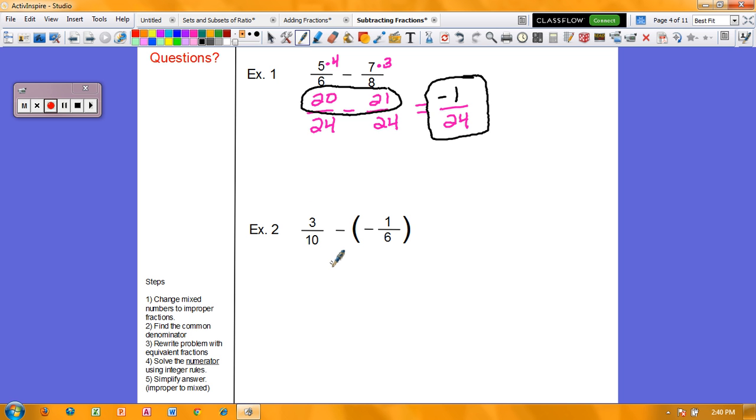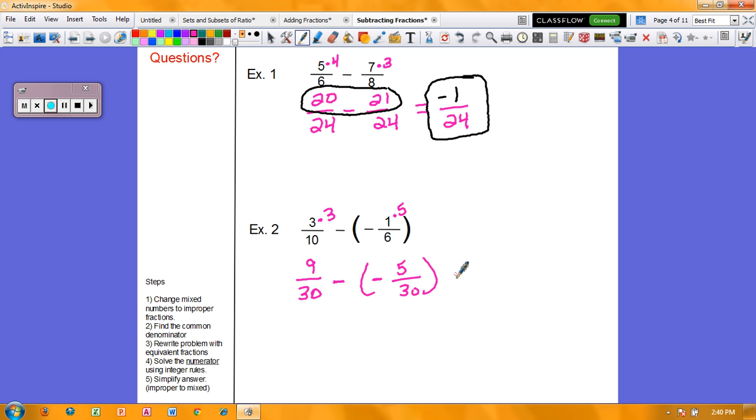Alright, example 2, we have 3/10 minus a negative 1/6. We don't have to change to improper, so we move on to finding the common denominator. I have a 10 and a 6. Common denominator would be 30. So I have something over 30 minus negative something over 30. 10 times 3 is 30, so I multiply times 3 in the numerator, and that gives us 9. 6 times 5 is 30, so I multiply times 5 in the numerator, and that gives us 5.